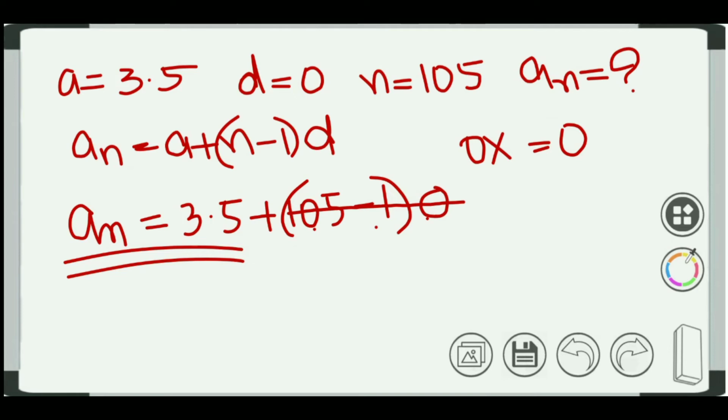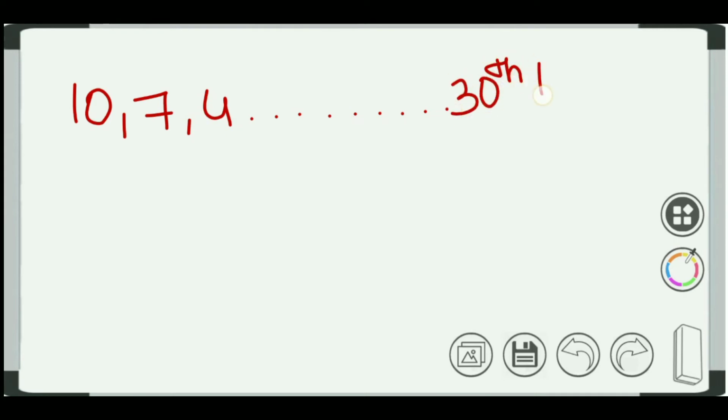Come to the second question. First one is over. Second one. Choose the correct choice in the following and justify. Okay. So first sub question is the 30th term of the AP 10, 7, 4. See, this is the AP 10, 7, 4, etc. So what is the 30th term of this AP? How will you find the 30th term? You will take n is equal to 30.